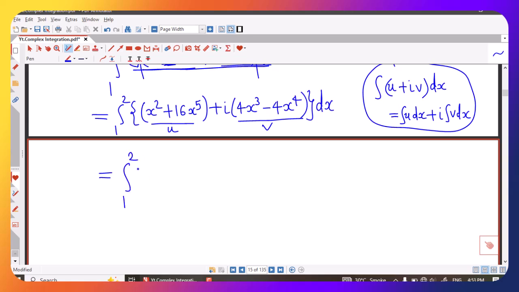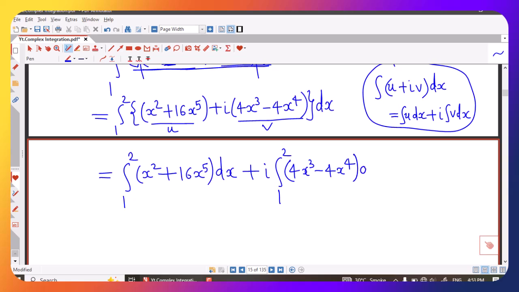So we are writing integral from 1 to 2 of x square plus 16x raised to 5 with respect to x, plus I times integral from 1 to 2 of 4 into x cube minus 4 into x raised to 4 with respect to x.